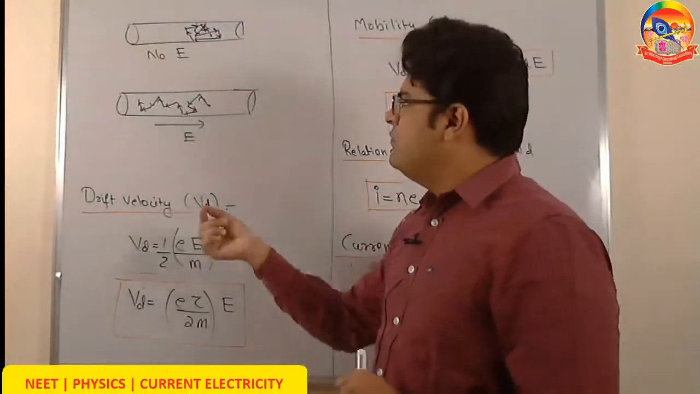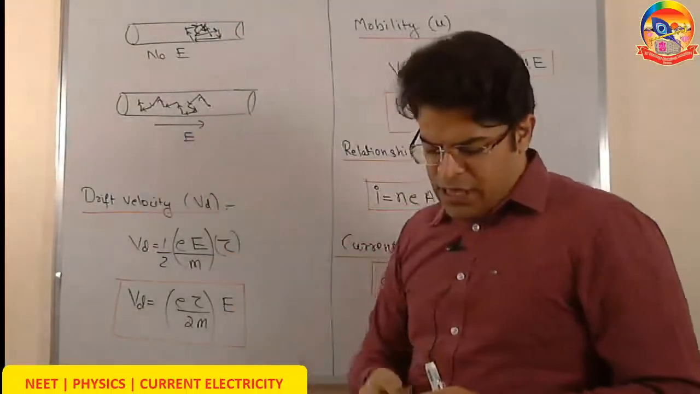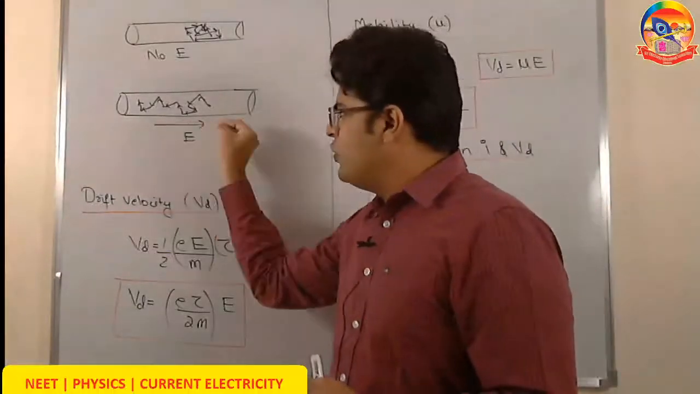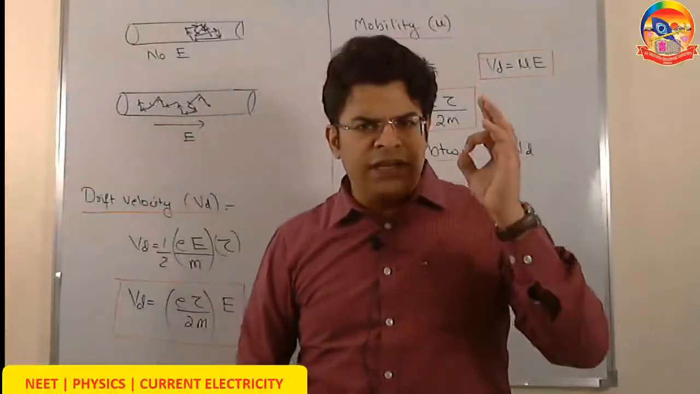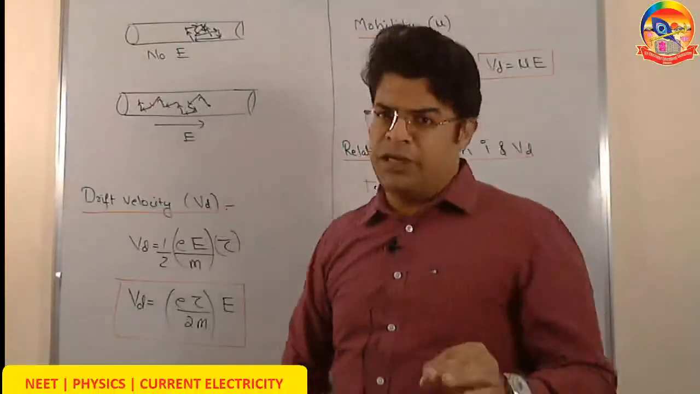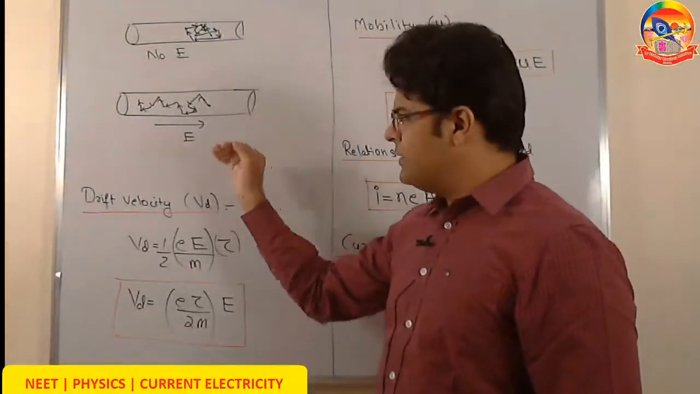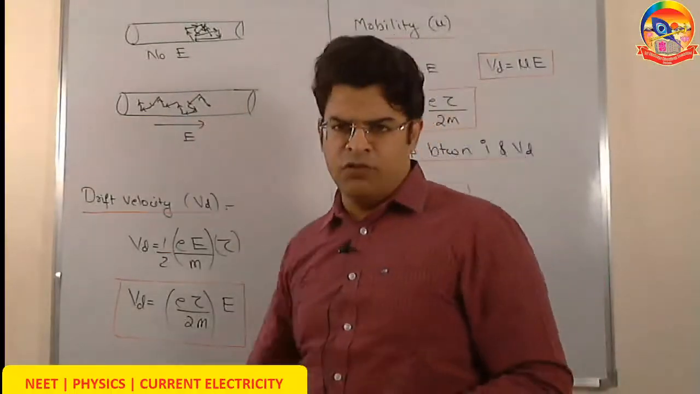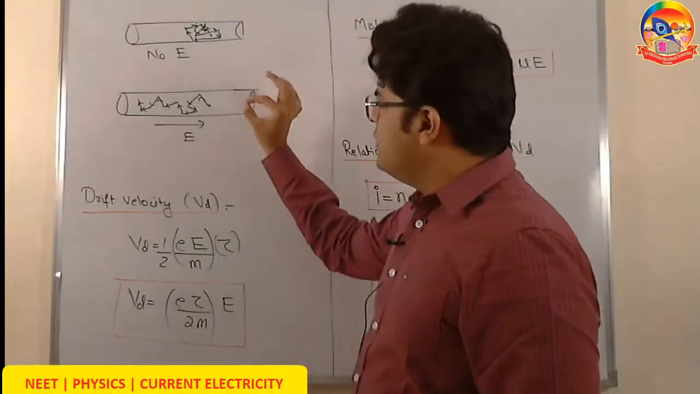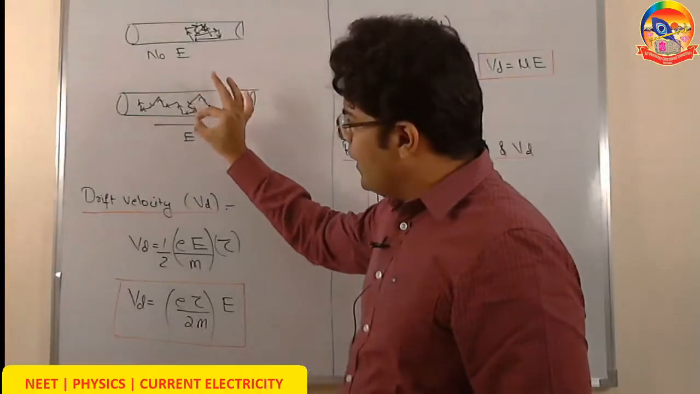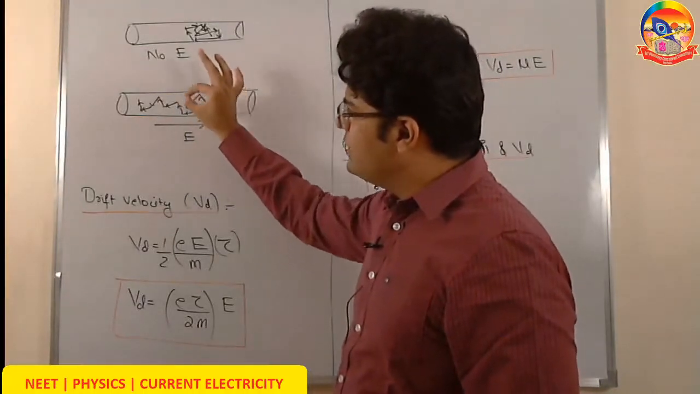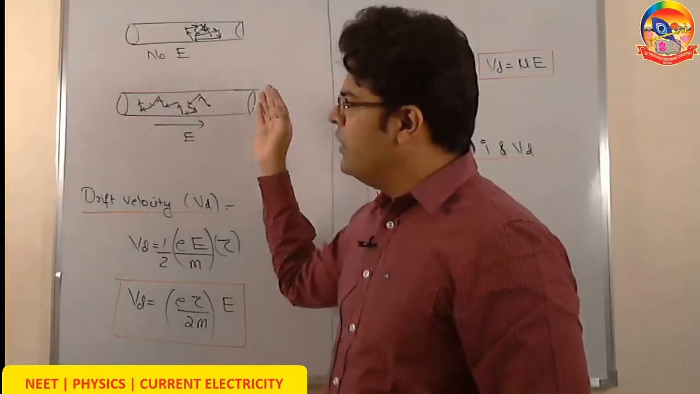But what happens when we place an electric field? If we apply an electric field towards the right, then the electron, which is a negatively charged particle, will experience a force in the direction opposite to the electric field. So, if an electric field is applied towards the right, the electron experiences a force towards the left, and in addition to its random motion, this electron also starts drifting in the direction opposite to the electric field.